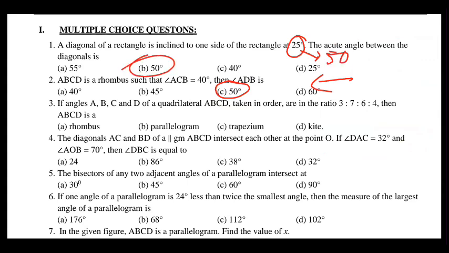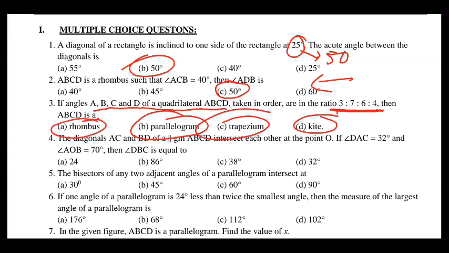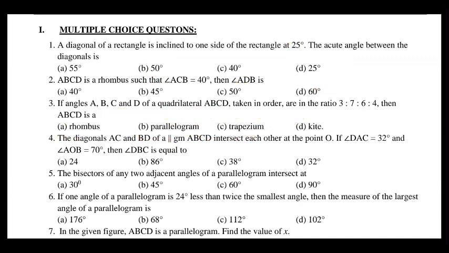Okay, the next question. If the angles A, B, C, D of a quadrilateral ABCD taken in order are in the ratios 3, 7, 6, 4, then ABCD is what? Is it a kite? Is it a parallelogram? Is it a rhombus? How will you solve this, beta? They have just given you the ratios of the angles. Now they are going to ask you what the angles are.